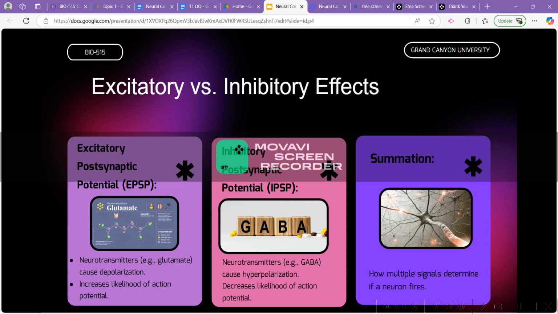The overall activity of a neuron depends on the summation, which refers to how multiple EPSPs and IPSPs interact. If the combined excitatory input reaches the threshold potential, the neuron will fire an action potential. But if the inhibitory signals outweigh the excitatory ones, the neuron remains inactive. This delicate balance of excitatory and inhibitory inputs ensures precise control of neural activity, allowing for complex processes like movement, cognition, and reflexes.